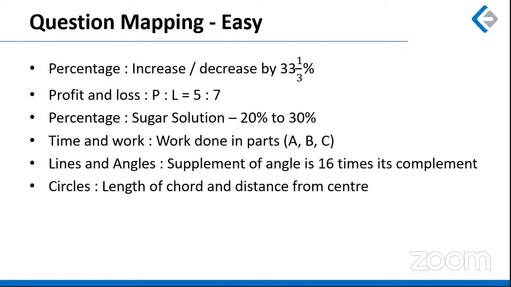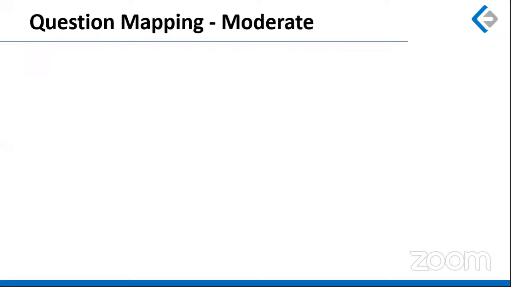A question based on circle where the length of a chord and distance from the center were given. So if a chord of length 8 centimeter is lying at a distance of 10, what is the distance at which a chord with length 10 will lie from the center? So it was an application of Pythagoras theorem inside the circle.